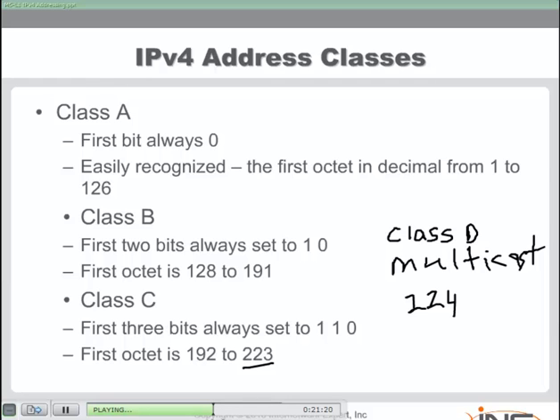And then is there a last class? Is there a class E? Yep, there sure is. There sure is a class E, and these were some addresses that they reserved for experimental purposes. So it worked out perfect that it was an E designation because these were set aside for experimental purposes. Now we know that there are addresses from the, oh, wait a minute.